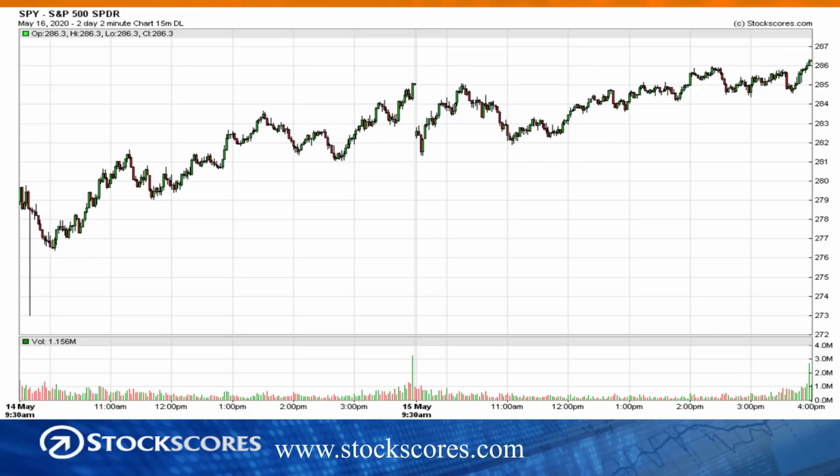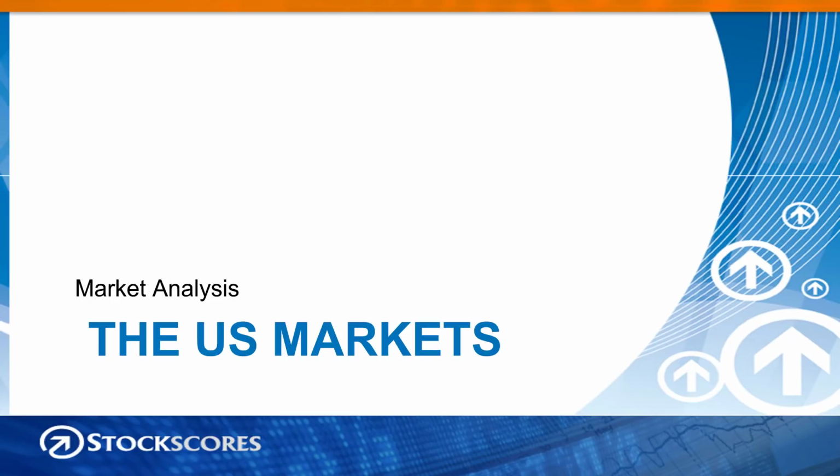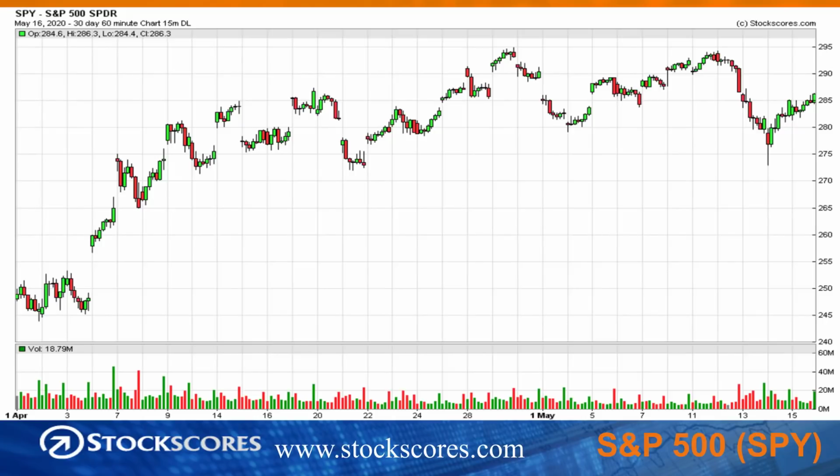All right, let's get into our regular weekly market analysis looking at the US markets, and this is the 30-day 60-minute chart of the S&P 500, and you can see that we have been essentially locked in a sideways trading range for a number of weeks. That after the big bounce back. So this is a base building process. The market's trying to decide, does it want to go higher or does it want to go lower?